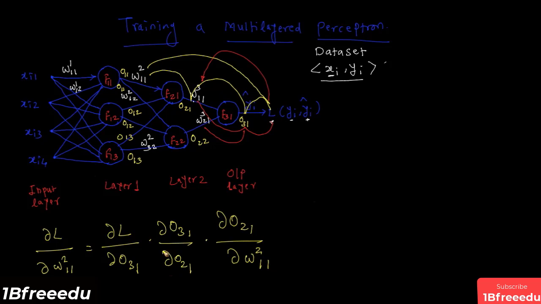So again, it's a chain rule. This is the same as this, and finally we have this term here and here, right? Similarly, all other weights can be updated by computing their respective derivatives. Now let us see how to compute the derivatives in this layer. Let me again have some space here.